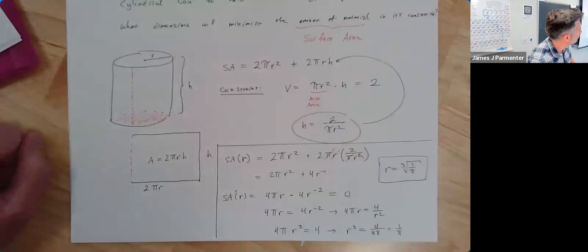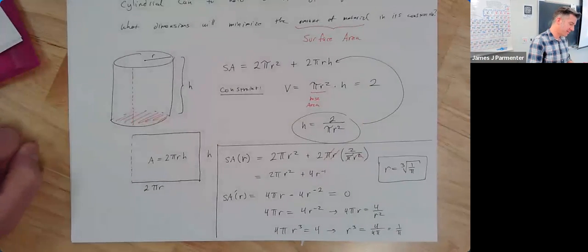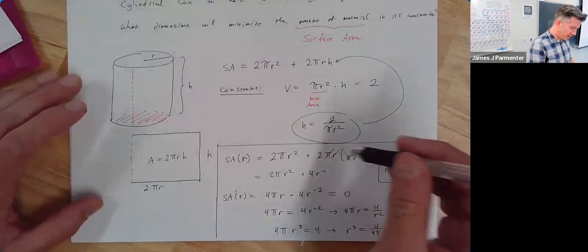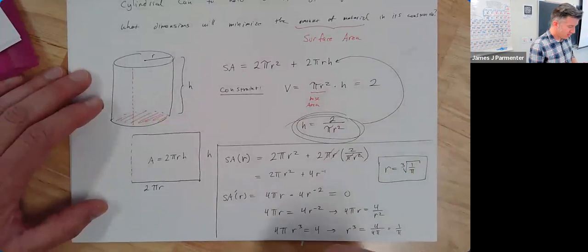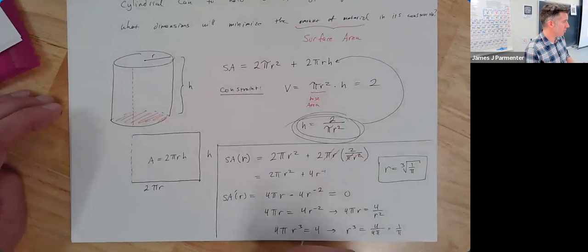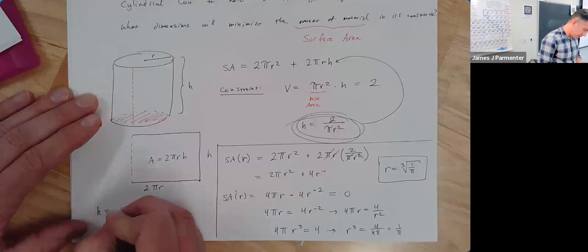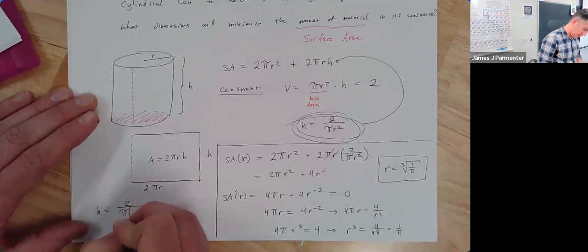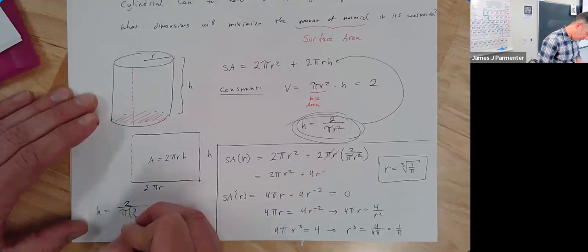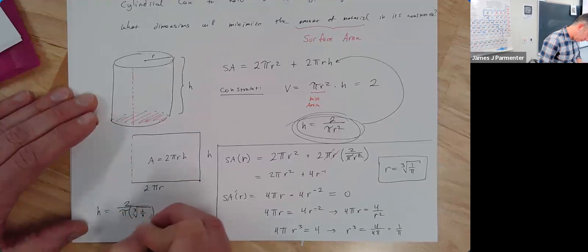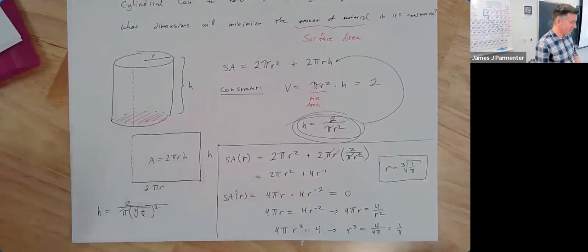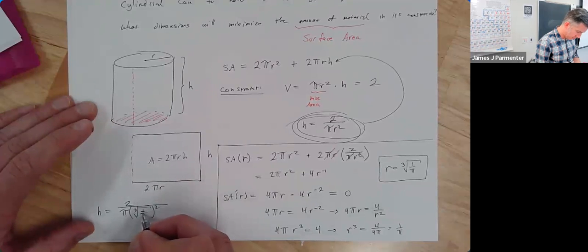Are we done? What do we still have to find? h. But luckily, we have an equation for h right here. And all you should do at this point is just plug it in and not simplify. So I'm going to say, great, h is equal to 2 over pi times the cube root of 1 over pi squared. Don't do anything else unless you absolutely have to.